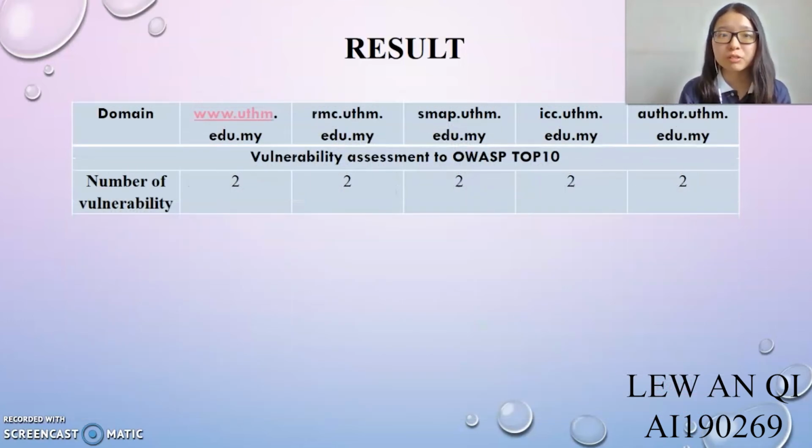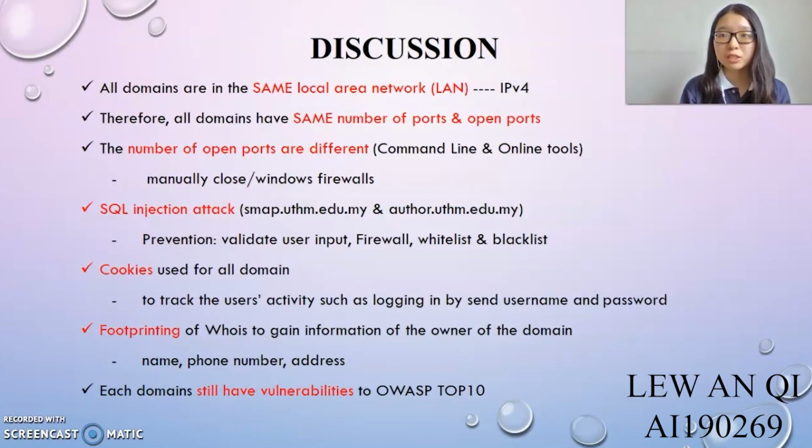For the last part of the results, there was the vulnerability assessment for the OWASP Top 10. We can notice that all domains have the same number of vulnerabilities, which is 2. So the next part is the discussion part.